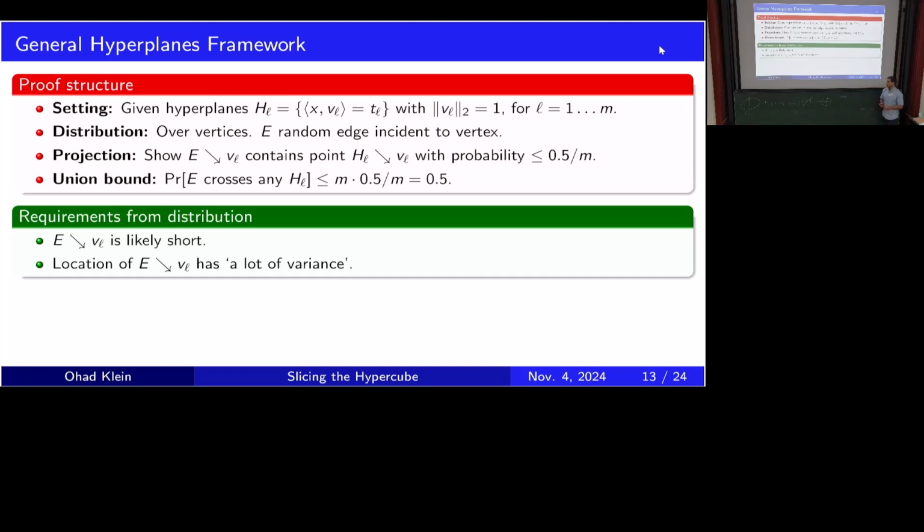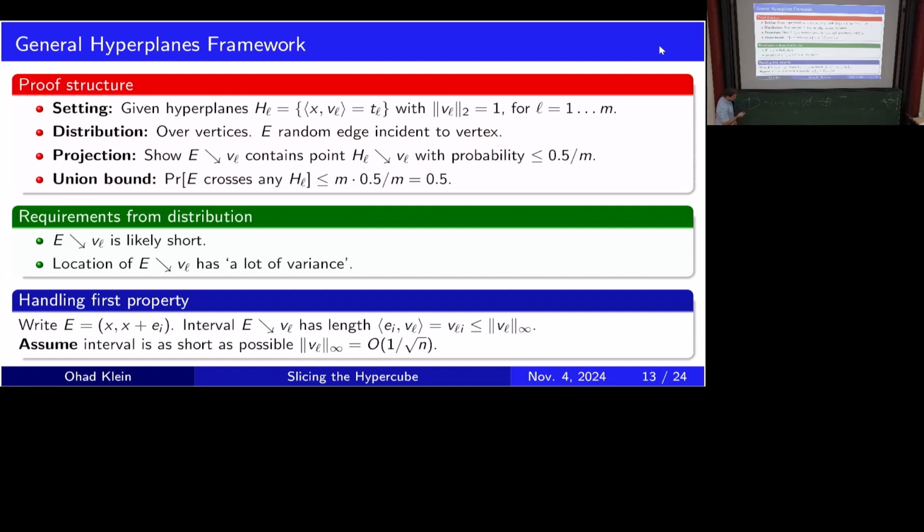What we need from this distribution is two things. First, we want the interval to be short, because if our interval is large, then we will likely capture the point. So we want it to be short. And furthermore, we want a lot of variance for the location of the interval when you project it on the normal vector v. And if we manage to do this, we will just generalize the case we have seen before.